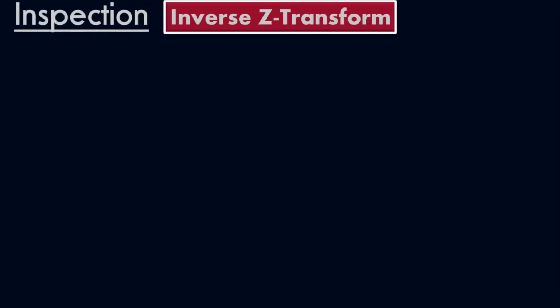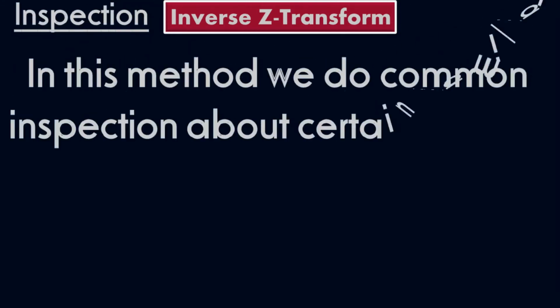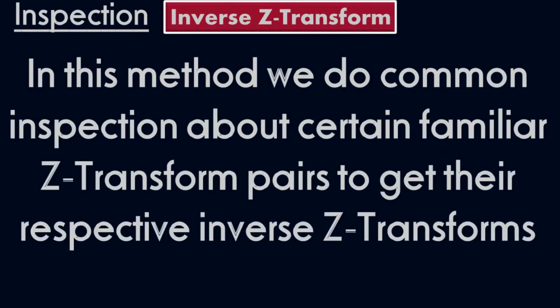Inspection method. What we do in the inspection method is we do a common inspection of certain familiar Z-transform pairs to get their respective inverse Z-transforms. It is very easy to find the inverse Z-transform. In other words, we just look at the Z-transform pairs, and by inspection we are able to get their inverse Z-transforms. It is exactly like when you check something and do a common inspection of it, and then you come to know how it has been made, how we're going to use it, where we're going to use it. It's just a common inspection.